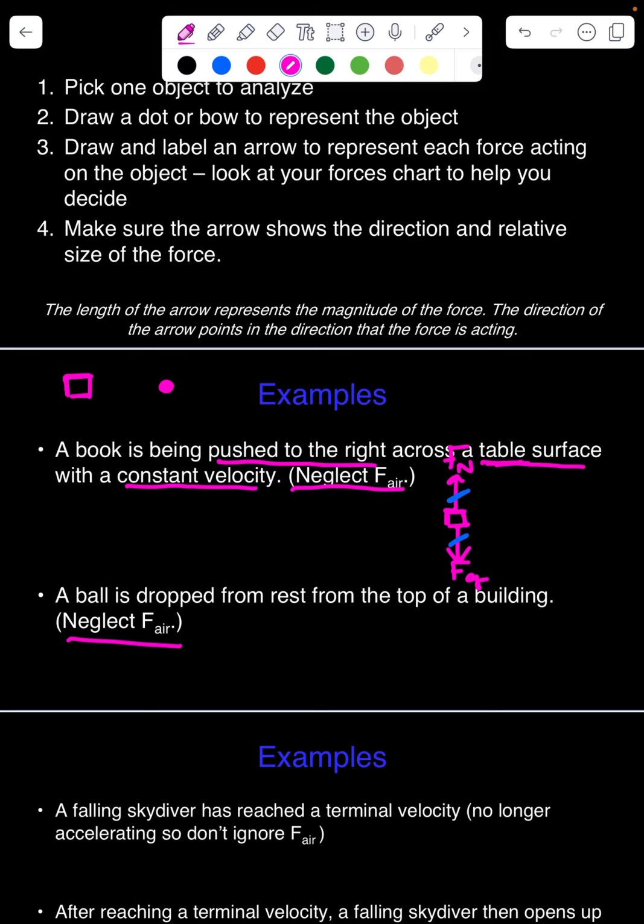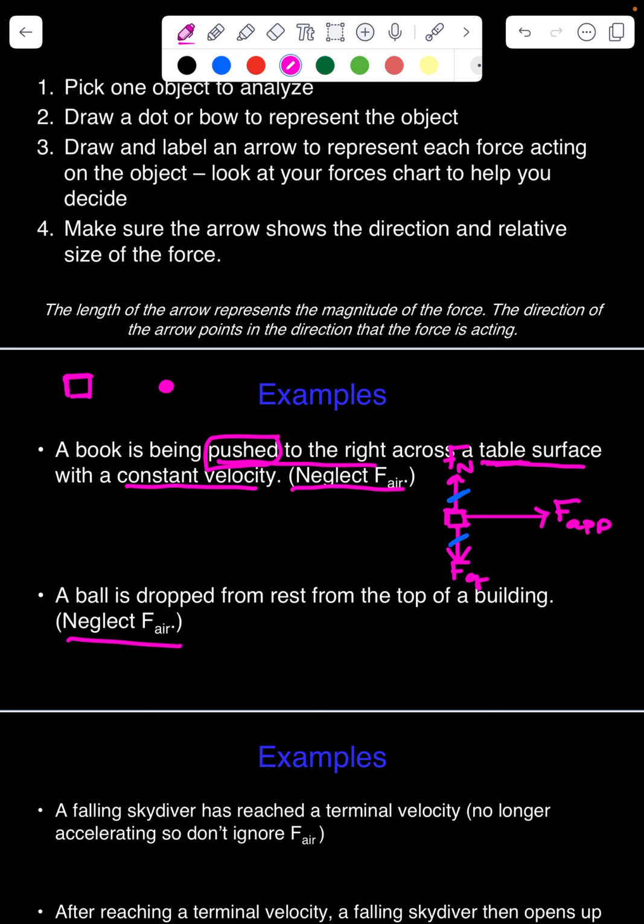All right, so it is being pushed to the right. Well, we know if something is being pushed, that is an applied force. So push to the right means that we have a rightward applied force. Now, we know that it is sliding across the table surface. So if it's sliding on that surface, we know that there is friction. Friction, we talked about it yesterday. Friction is an oppositional force. It's going to go in the opposite direction as the motion.